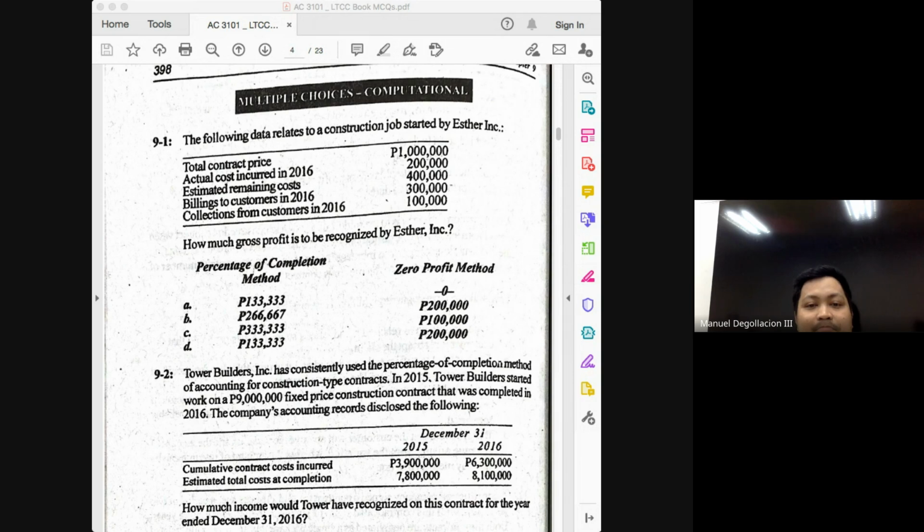But again, the rule for the zero profit method is very simple. While the project is still not complete, you will not be recognizing any profit. When do you recognize profit under the zero profit method? Only when the project is already completed. Now, what's the status of this project in problem 9-1? Is it completed or not? If you'll be asked how much profit will you be reporting for 2016, it will be 0. Because again, the project is not yet complete. How do we know the project is not yet complete? We still have estimated remaining costs.